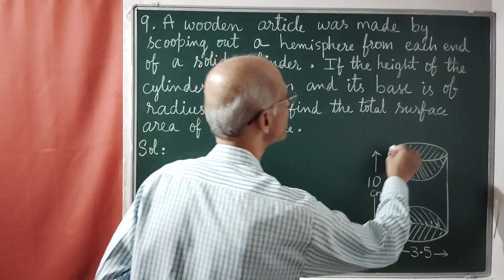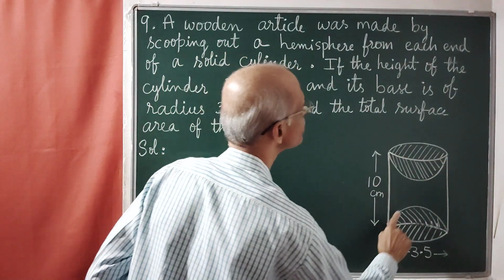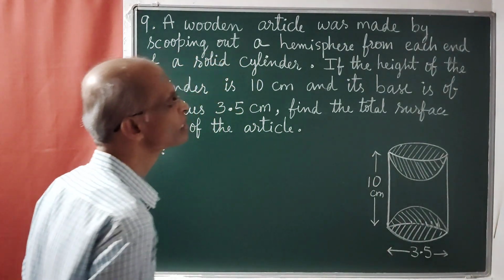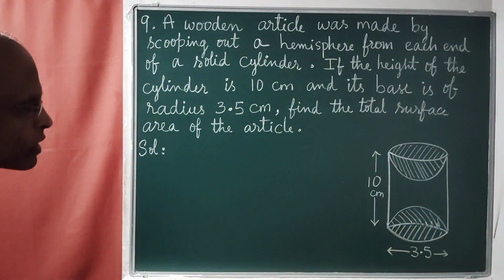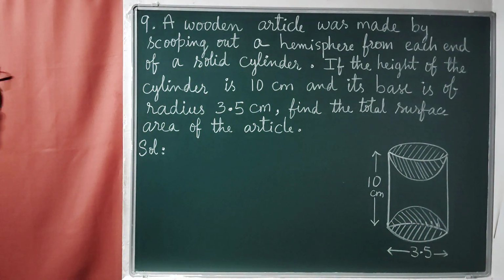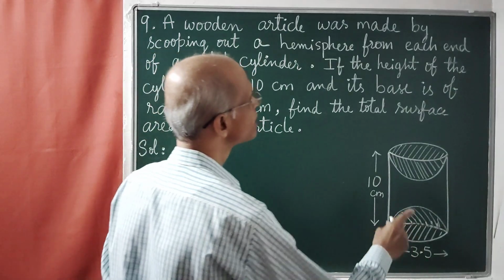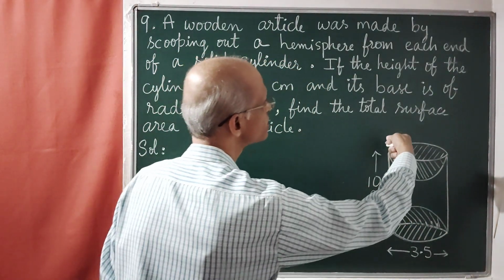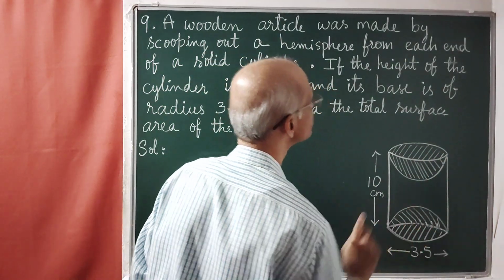From a solid cylinder, they have scooped out a hemisphere from the top and a hemisphere from the bottom. The height is 10 centimeters and the radius is 3.5 centimeters. Now we have to find out the total surface area of the solid. So the total surface area of the solid will be CSA of the cylinder plus CSA of the hemisphere, again CSA of the hemisphere.